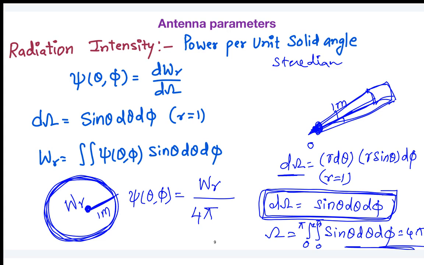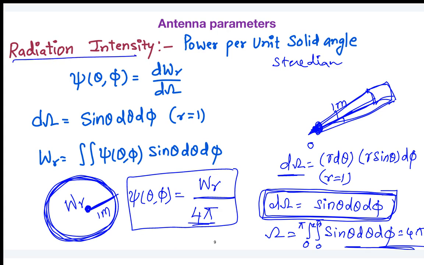So the radiation intensity for an isotropic radiator is the radiated power divided by 4 pi. Is it clear? Anything you want explained here, I can do. Power is different, radiation intensity is different. Power density is how much power is passing through a given surface. And the radiation intensity represents a particular direction. When you focus on a particular direction, how much power is concentrated in that direction is basically given by the radiation intensity.